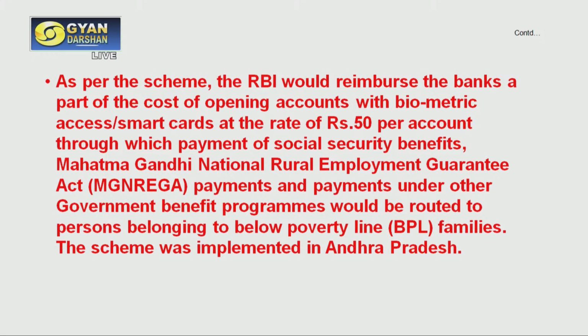As per the scheme, RBI would reimburse the banks a part of the cost of opening an account with biometric access or smart cards at the rate of rupees 50 per account, through which payment of social security benefits, Mahatma Gandhi National Rural Employment Guarantee Act payments and payments under other government programs would be routed. Now most governments are directly transferring cash to individual accounts, including persons belonging to below poverty line families. The scheme was first implemented in Andhra Pradesh.